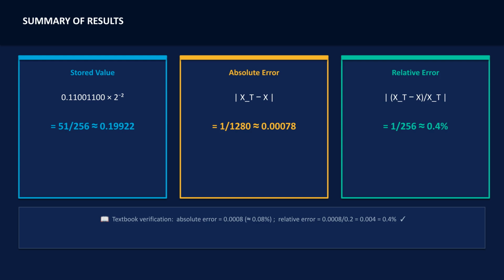In summary, the stored binary value 0.11001100 multiplied by 2 to the power of -2 equals 51/256, or about 0.19922. The absolute error is 1/1280th, or roughly 0.00078, and the relative error is 1/256th, or approximately 0.4%.